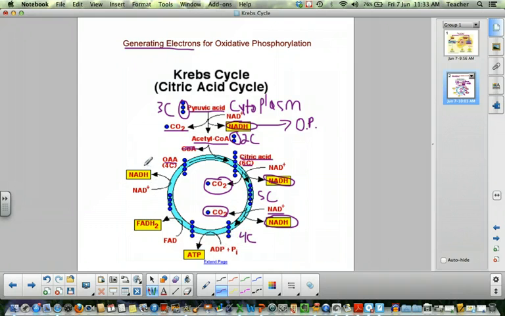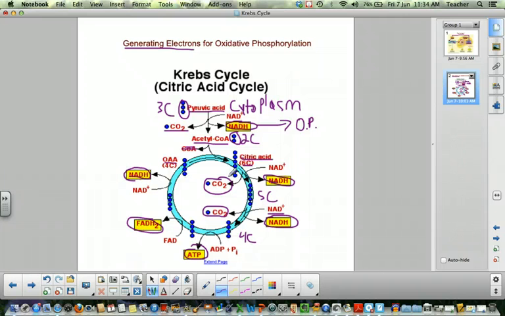Several more changes occur. Notice, 4-carbon to 4-carbon, but in that process, an ATP is generated. Okay? An ATP is generated in that process. Another 4-carbon to 4-carbon, but a FADH2 is generated. Okay? And then a 4-carbon to another 4-carbon, where a NAD plus is turned into a NADH and a NADH is generated.